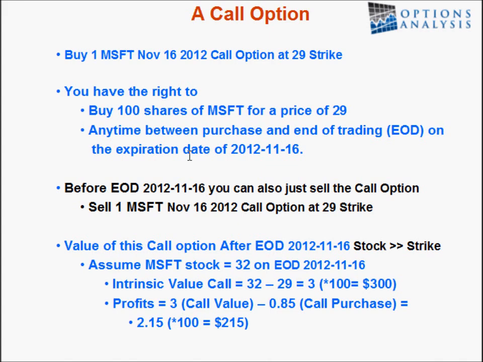So our profits are the $3 we make by selling Microsoft at 32, buying it at the strike price at 29, a value of 3, minus how much it cost us to buy the right to have the call option in the first place, which was 0.85. The difference between how much it cost us and how much we made is 2.15. Multiplied by 100, that's a profit of $215 that will be made in the future for this call option today if Microsoft stock ends at 32 on the expiration date in the future.